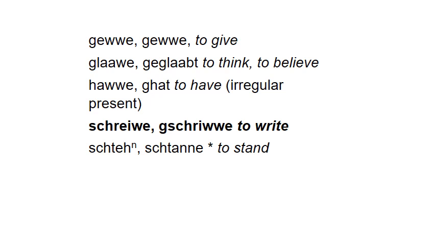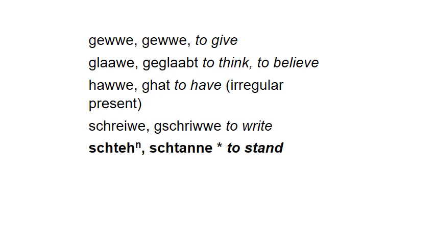Schrijven, geschriven, schrijven, geschriven. Stay, staan, stay, staan. Remember that asterisk indicates that it usually forms its past tense with a form of ich bin. So for example, I stood, ich bin staan, or he stood, is staan.